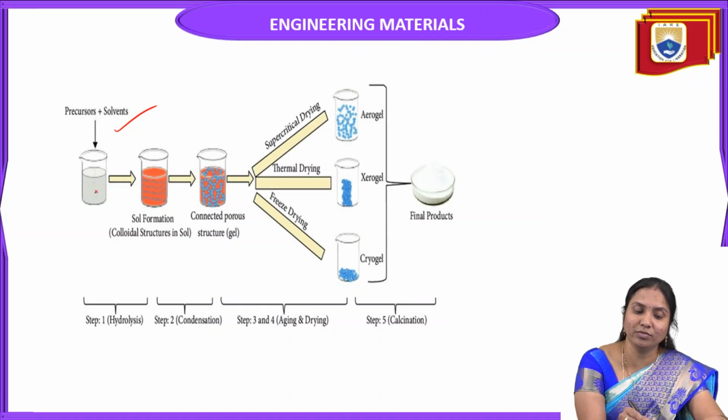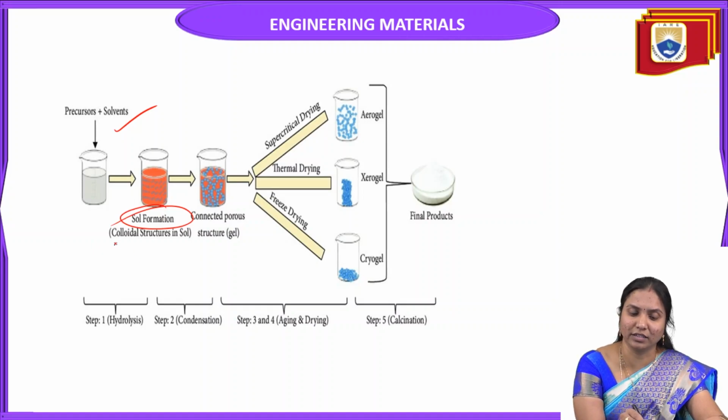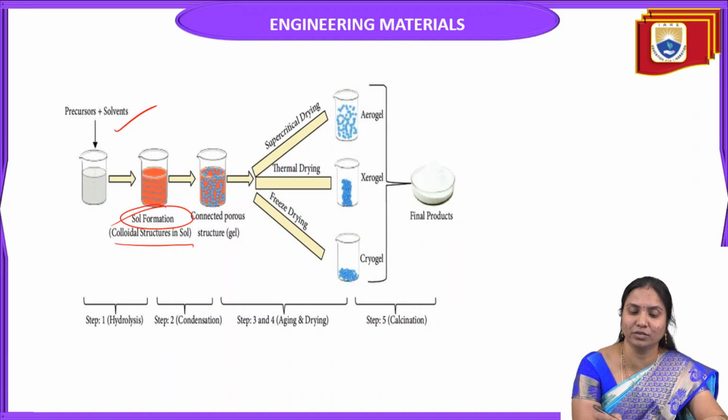So in this case it forms sol formation. It forms a colloidal structure in the sol. That means an oil-in-water structure is formed in this. And after that, by the polycondensation reaction, the viscous sol converts to gel. That means the thickness of the solution increases.